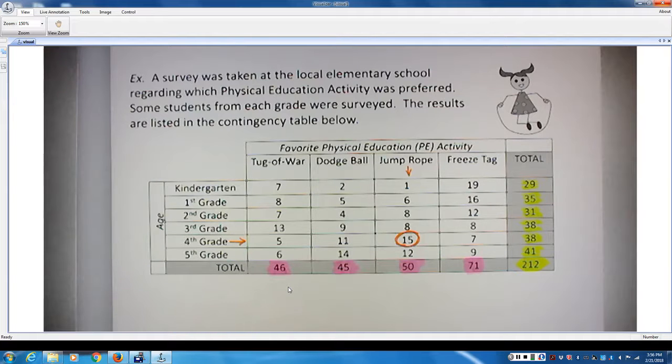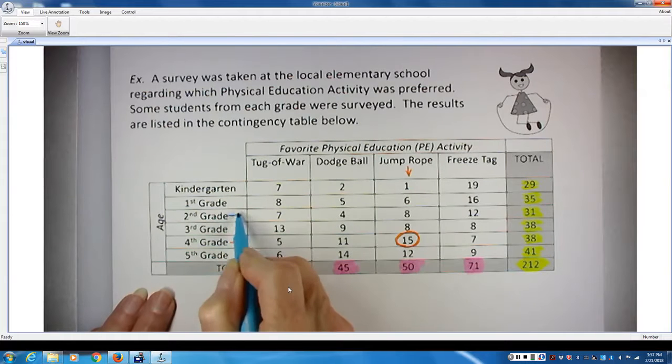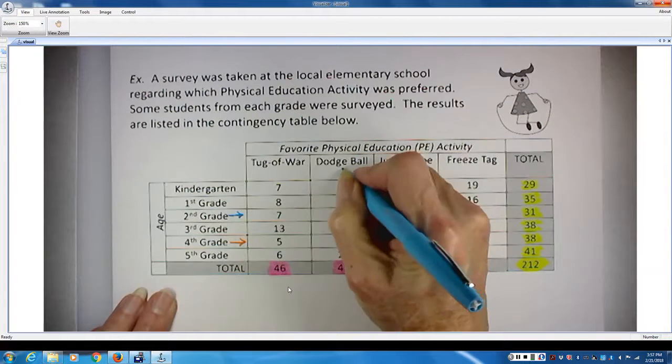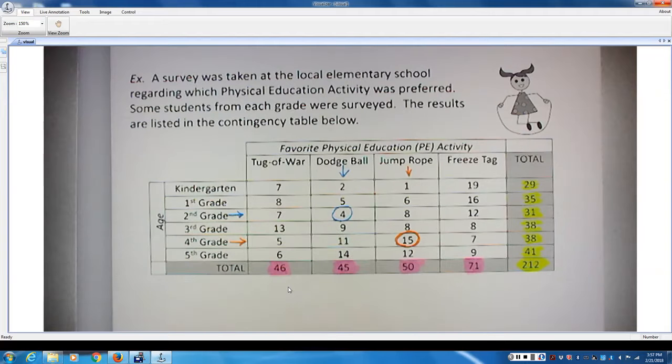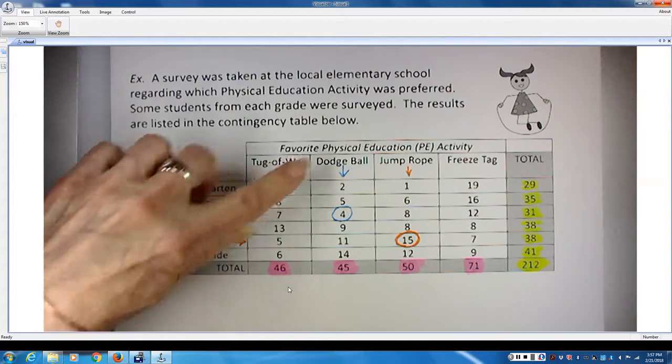How many kids are there in the 2nd grade that prefer dodgeball? 4. Because I said they were kids in the 2nd grade and that they preferred dodgeball. So I'm looking for those 4 kids right there. Okay? Now they're still 2nd graders, but they also like dodgeball.